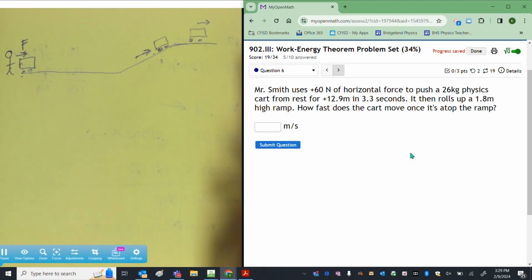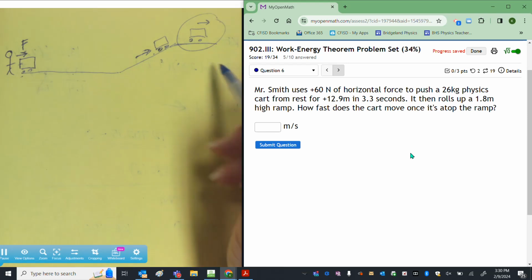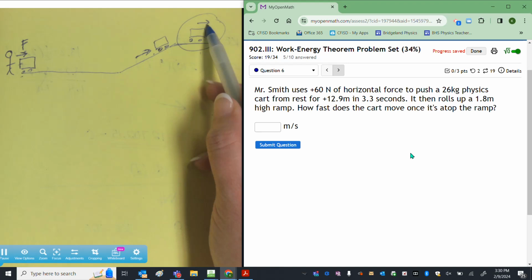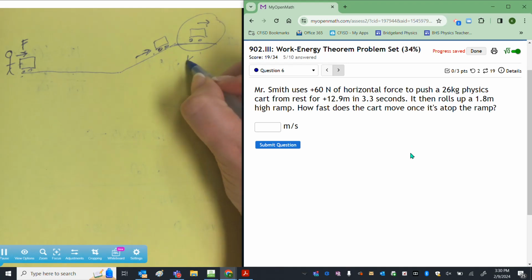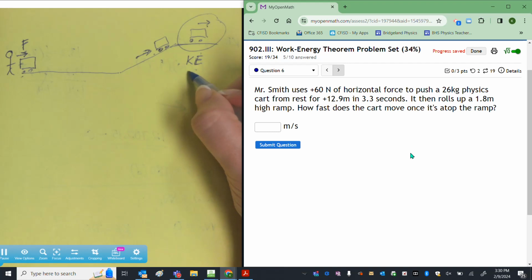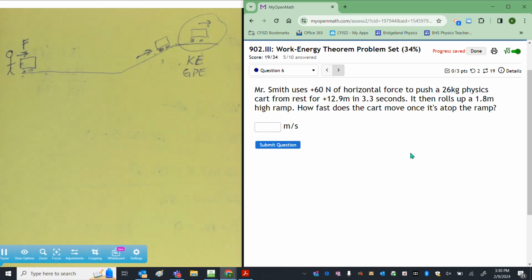We really don't care about this intermediate point. I should have probably not drawn that one. We really care about this point right here. If we think about what energy forms the cart has here, this cart is moving, or at least it's implied that it's moving because it says how fast is it moving. So we're assuming that there's kinetic energy. We also know that we're on top of a ramp, so we have height, which means we have gravitational potential energy. Okay, so I know I have those two things.